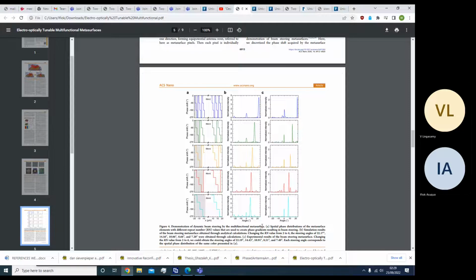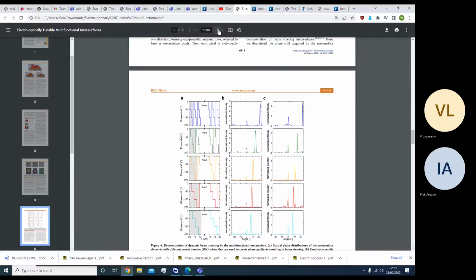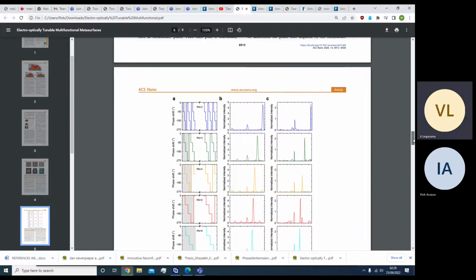Demonstration of dynamic scaling of multi-major special phase distribution. A, with different repeat numbers that are used to create phase gradients resulting in beam steering. B, simulation results of the beam steering obtained through an analytical calculation. Changing the RM from 2 to 6, the steering angles of 22.7 degrees, 14.56 degrees, 10.86, 8.66, 7.2 were obtained through calculations. Are you following? I did not follow that actually. Yeah, can you zoom a bit? I'm very sorry, please. No problem. Yeah, please tell me now.